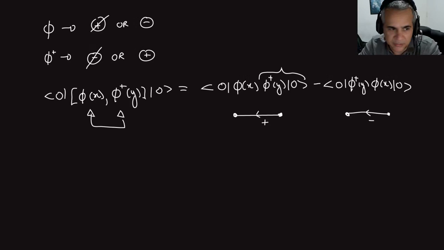The next thing we'll do is interactions, right? So this is all done for the free field. And now I'll just make the potential in the Lagrangian different from zero. So interactions will start happening. And we want to see how that changes the affirmations we made and what kind of consequence that has.